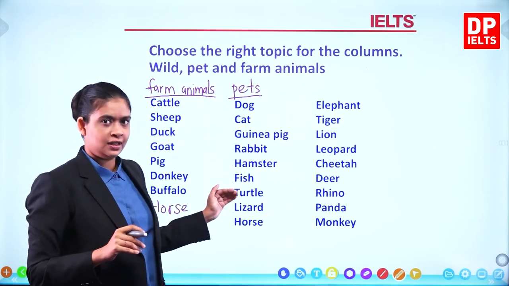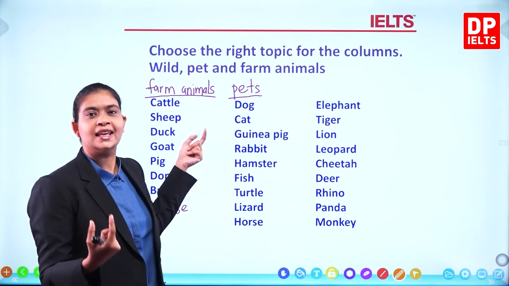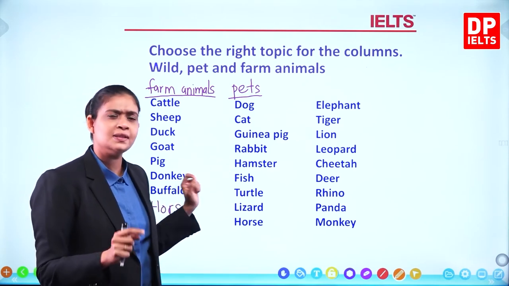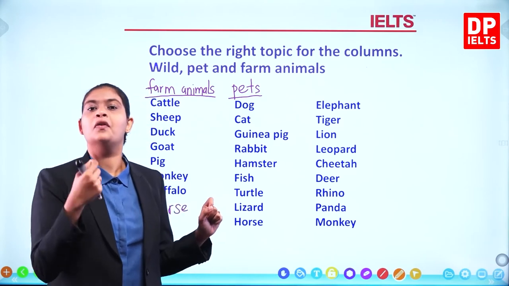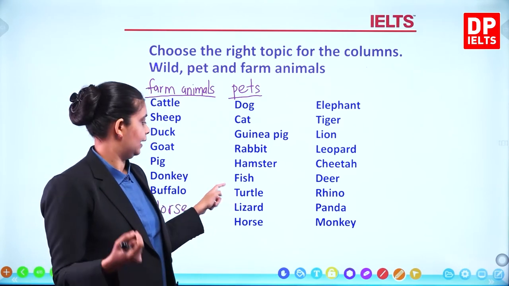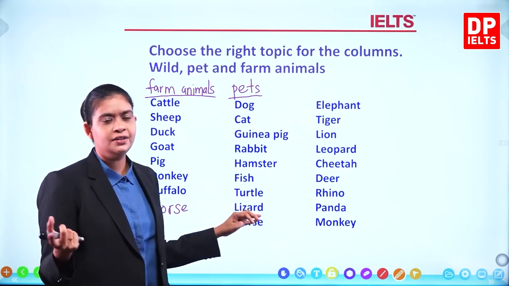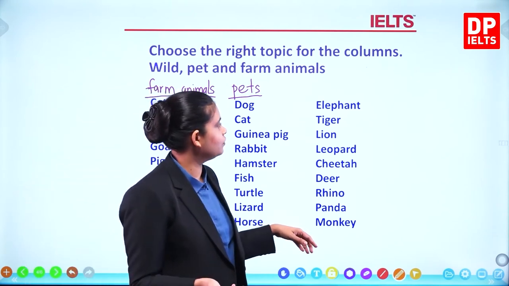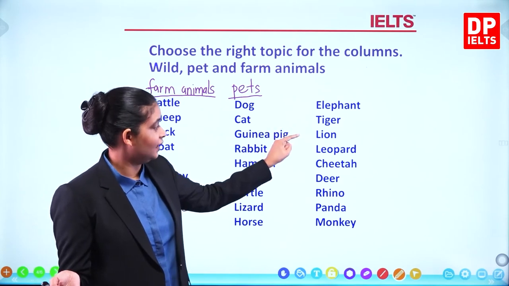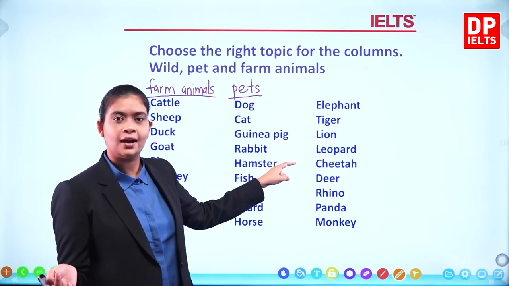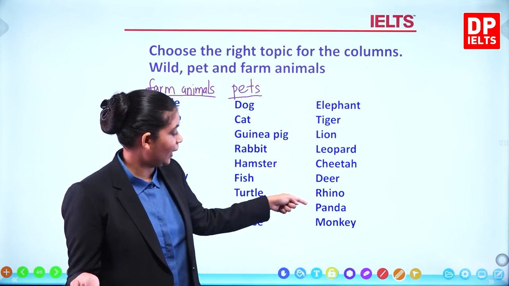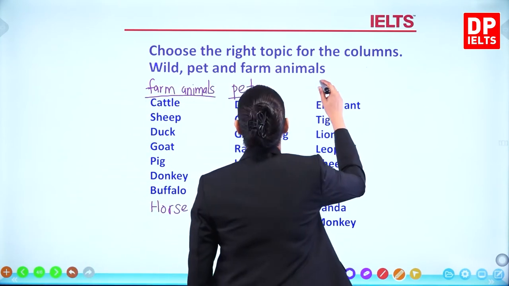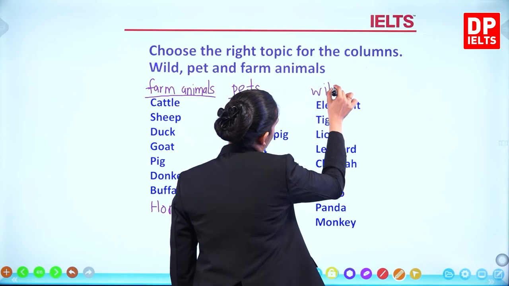so let's go through the pronunciation again. Dog, cat, guinea pig, rabbit, hamster, fish, this is the most important one. Don't say fish, say f, fish, fish. Turtle, lizard, horse. Next, we have the elephant, tiger, lion, leopard, cheetah, deer, rhino, panda, monkey. Now, these kind of animals do we keep at home? No, right? They're in the wild, so we call them wild animals.